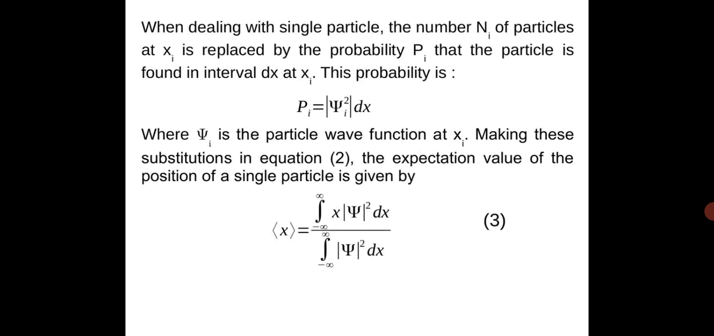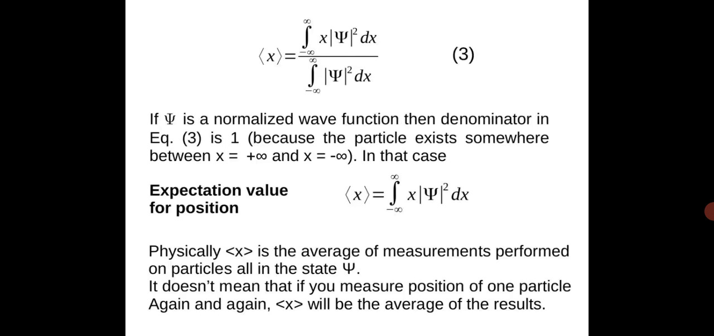When dealing with a single particle, the number of particles at xi is replaced by the probability that the particle is found in a very small interval dx at x. That probability is equal to mod of psi squared times dx, where psi is the particle wave function. Making these substitutions, the expectation value of x is the integral from minus infinity to plus infinity of x times mod square of psi dx.